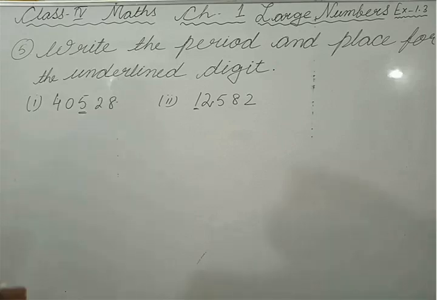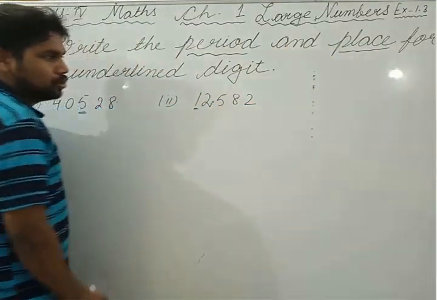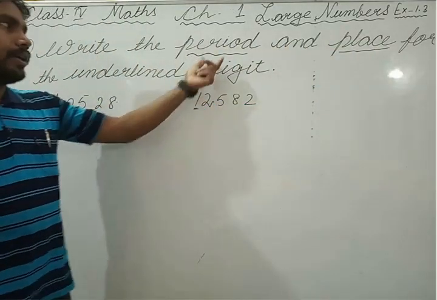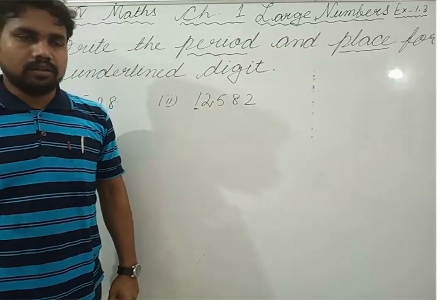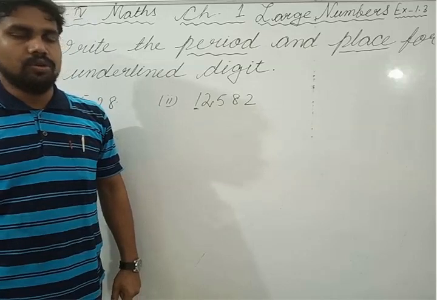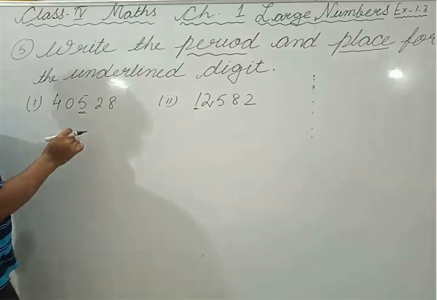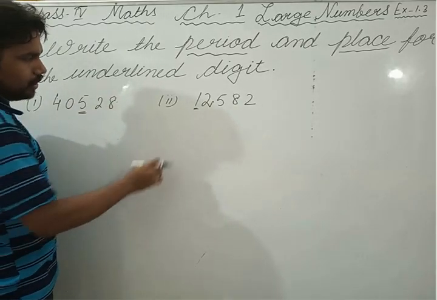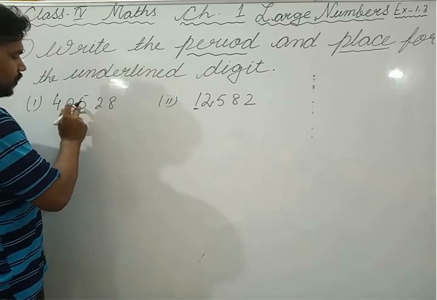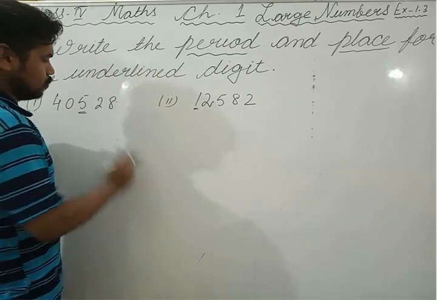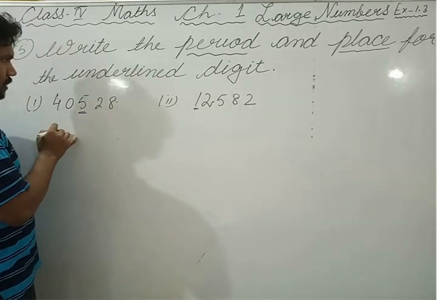Now it is asking you to write the period and the place also. So both things you have to write: first period and then place. It is very easy to write the number in period and place. You have no need to tell the whole number; you just have to tell the underlined digit only. Here the underlined digit is 5 and here it is 1. So first, which period is this number in.